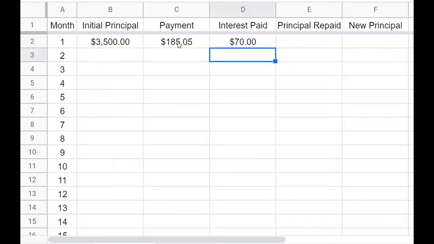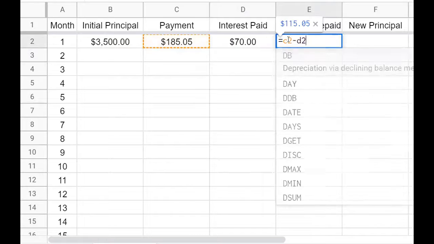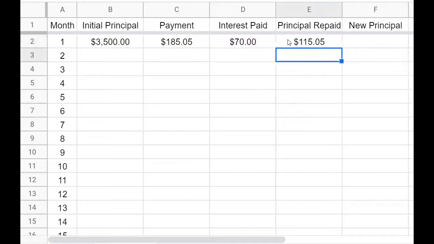All right. So when she makes that first payment, $70 of the money that she's paying is just going to the bank to pay them for interest. All right. So how much money is left out of her payment? How would we figure out how much extra out of the payment after she's made that interest payment? Well, the total payment is $185.05. And so if $70 of that went to pay interest, that leaves $115.05 of her payment. And that money is going to go to reduce the amount of money that she owes to the bank.